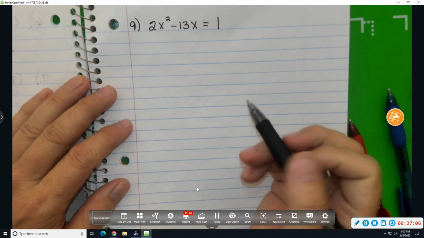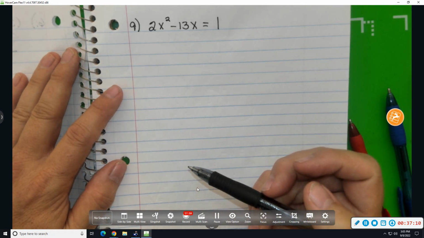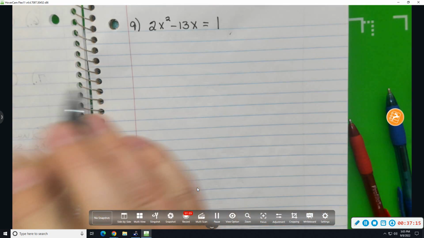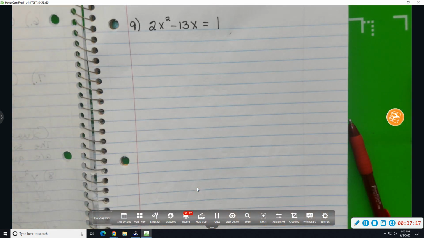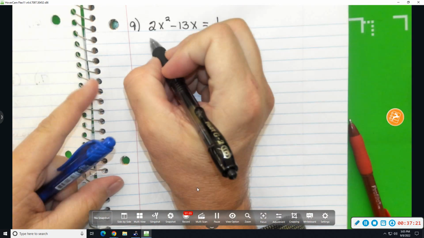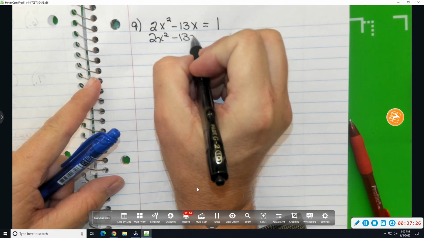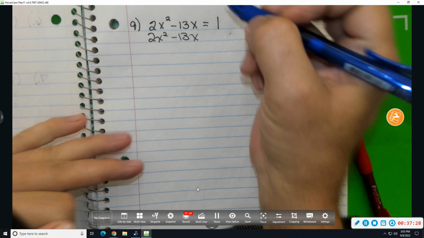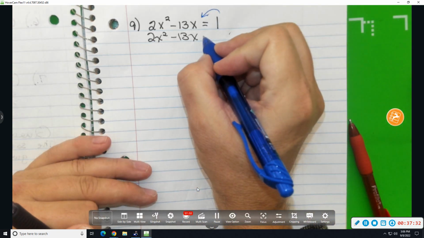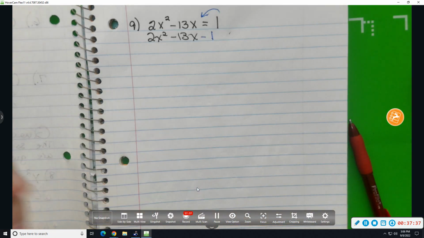Is it in the standard form it needs to be in, or do we need to move something around? Move that 1, I heard someone say. That's right. We need a 0 on one side. Usually the 0's on the right, but when we do number 14, you'll see the 0's on the left, and that's fine. It doesn't matter. We move that positive 1 over, and we get minus 1.